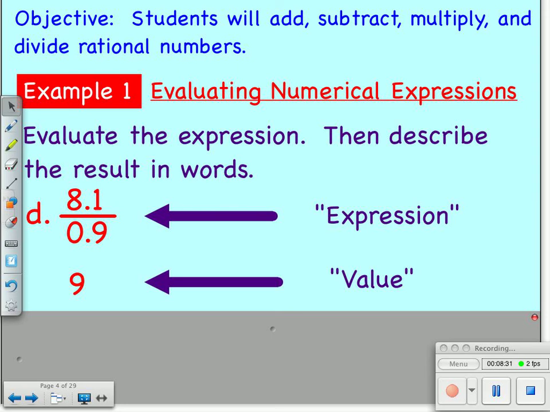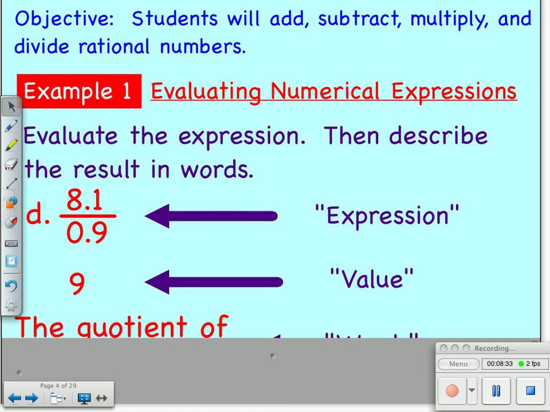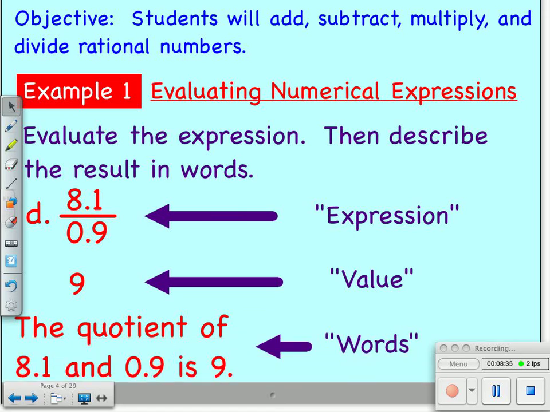Now let's look at the words. How do we write this? Again, last time here, paying attention to the vocabulary. For division, when we have a division problem, we are going to use the word quotient. So, division, quotient. Again, make sure you remember this vocabulary.